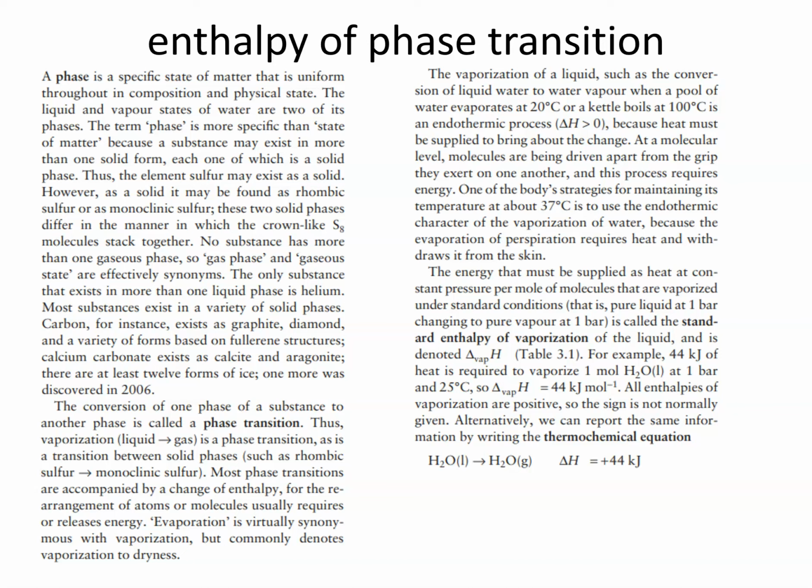For example, 44 kilojoules of heat is required to vaporize 1 mole of liquid water at 1 bar and 25 degrees Celsius. So the change of enthalpy of vaporization equals 44 kilojoules per mole. All enthalpies of vaporization are positive, so the sign is not normally given. Alternatively, we can report the same information by writing the thermochemical equation: liquid water transitions to gaseous water with a delta H of positive 44 kilojoules.